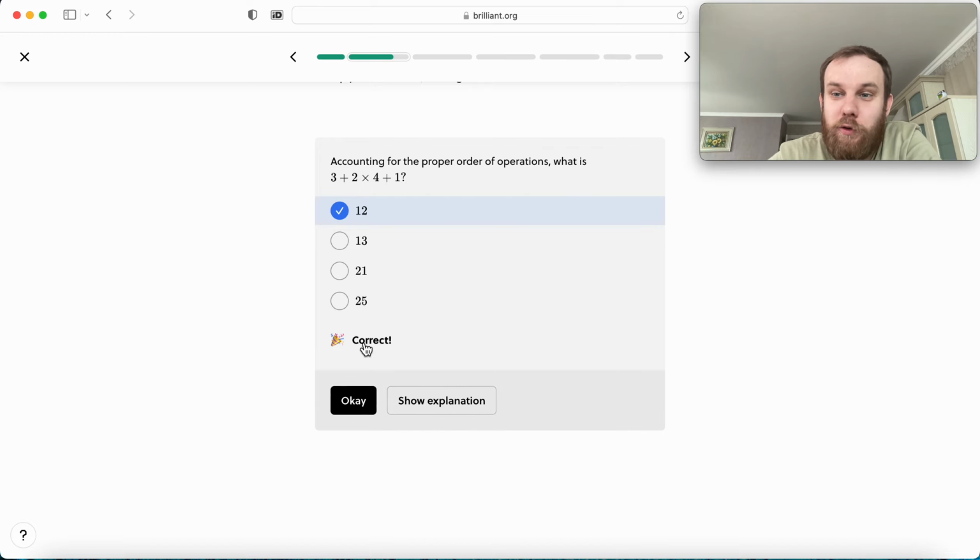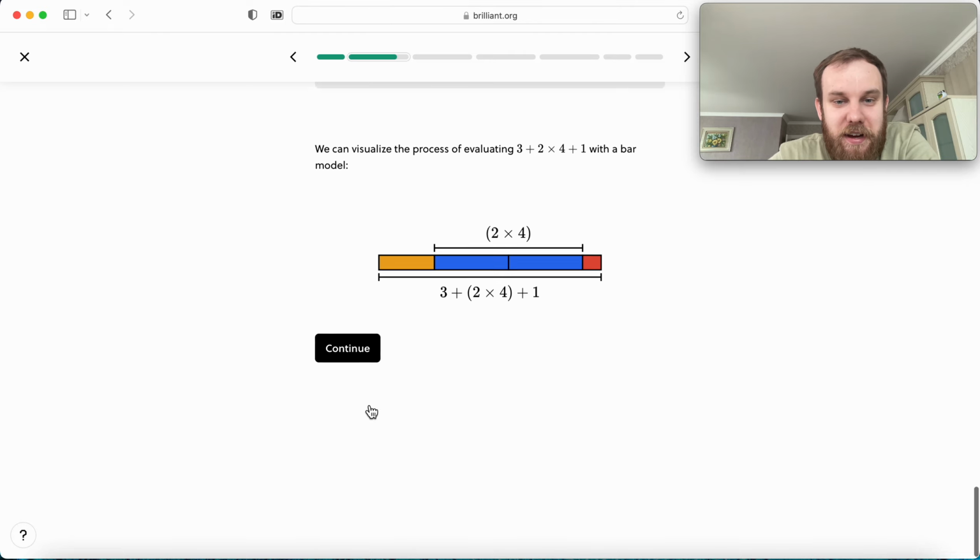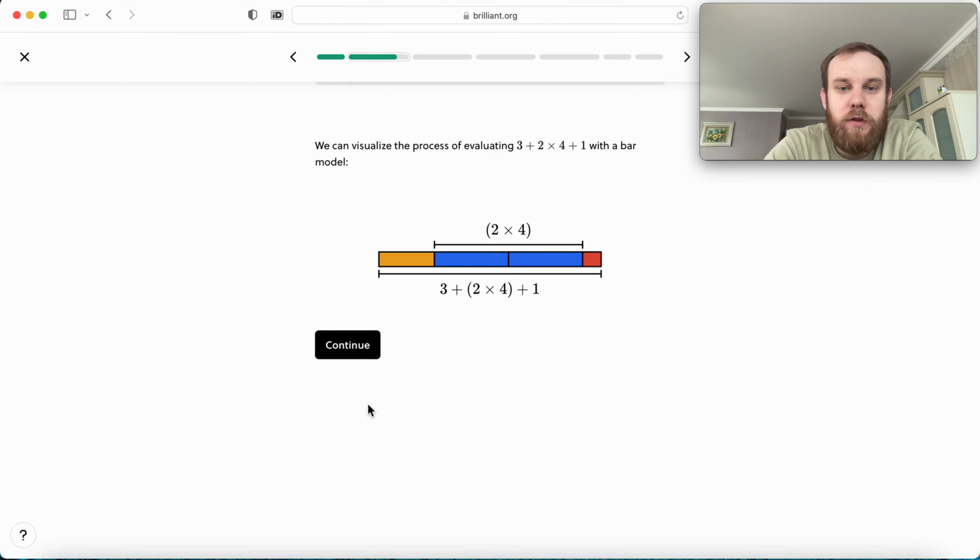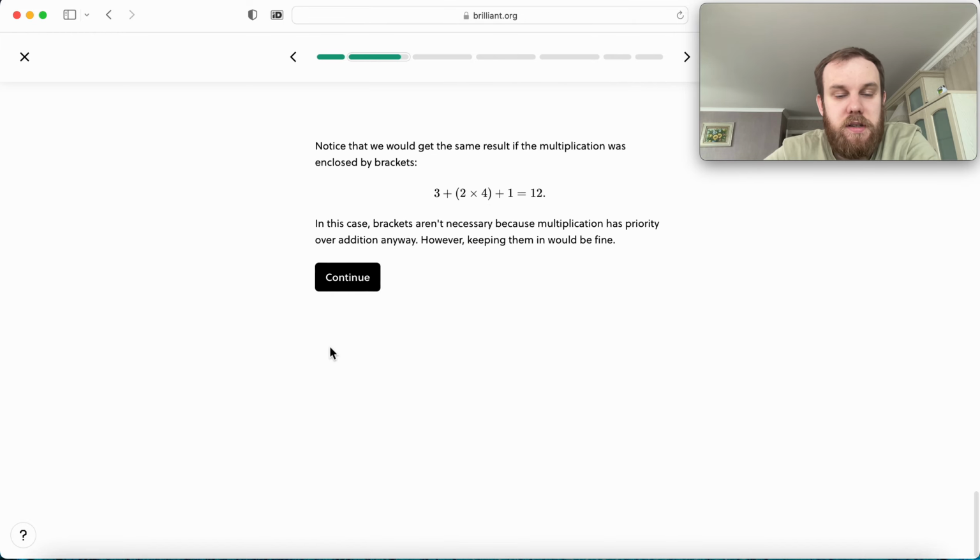Oh, good for me. I'm pretty good from the pre-algebra course. Okay, we can visualize the process of evaluation with the bar model. Okay, yeah, I like bar models. So like I said, we need to do 4 times 2 or 2 times 4, it doesn't really matter, to be honest. And after this we can add 3 and 1, and it also doesn't matter because we can change the place of 1 and 3 and the length will still be the same. So yeah, cool. Let's go on.